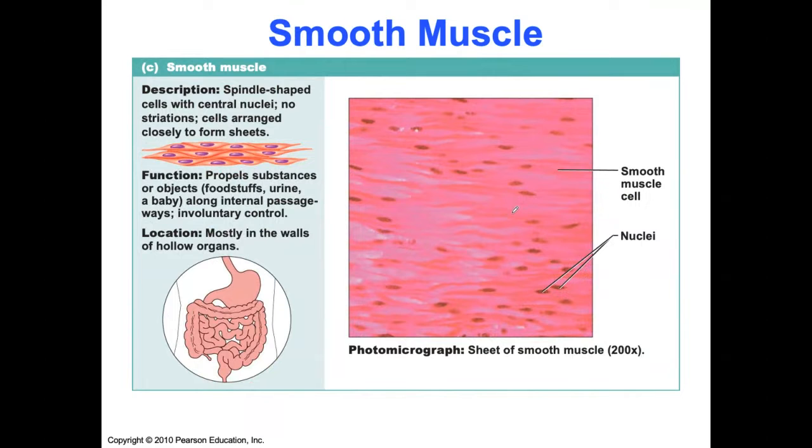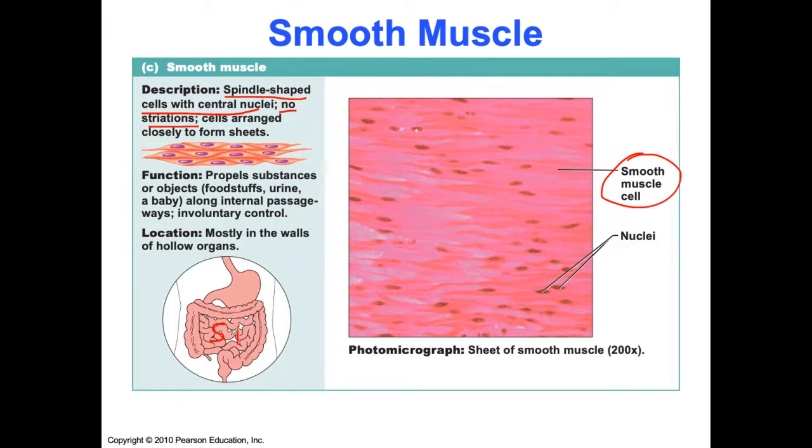Smooth has no striations, which is why it's called smooth muscle. They're spindle-shaped cells with a central nucleus. They're not multinucleated, and there are no striations. And the cells are arranged, as you can see, in tightly arranged, closely arranged sheets. We're going to find these in our organs. Okay, you're going to find them in the small intestine.